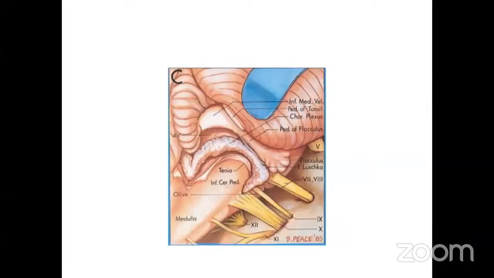In this diagram, the tela choroidea has been removed, and we can see the choroid plexus.